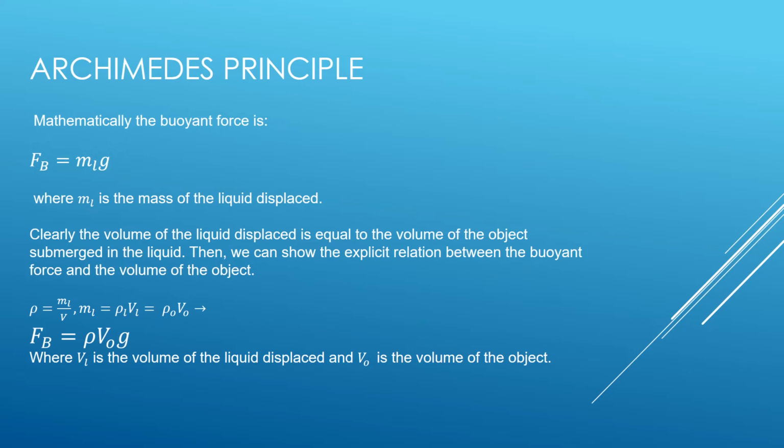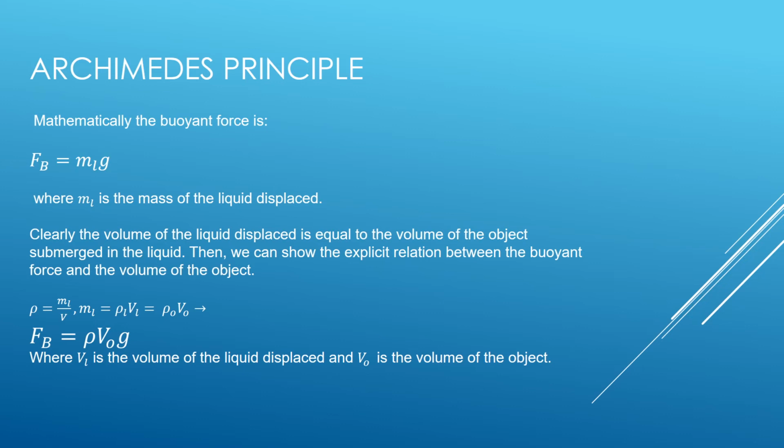So the density is in kilograms per meter cubed, and volume, of course, is in meters cubed. So whenever you multiply them together, that just leaves you with kilograms. And of course, that's going to be the same as the density of the object times the volume of the object. So in the end, the buoyant force equals the density of the object times the volume of the object times gravity. Basically, F equals ma, where V_L is the volume of the liquid displaced and V_O is the volume of the object.